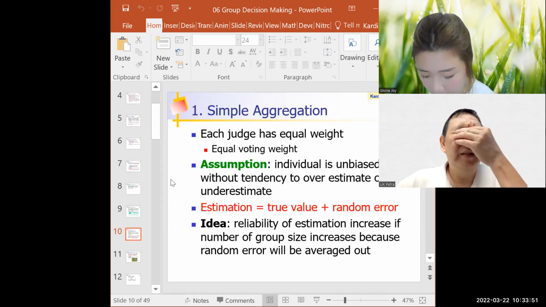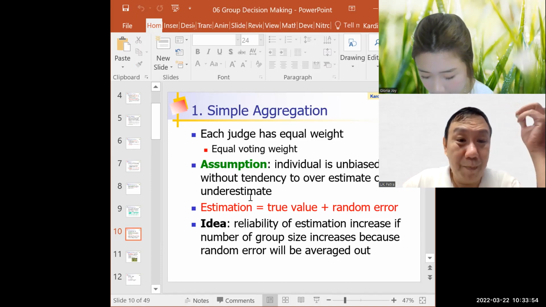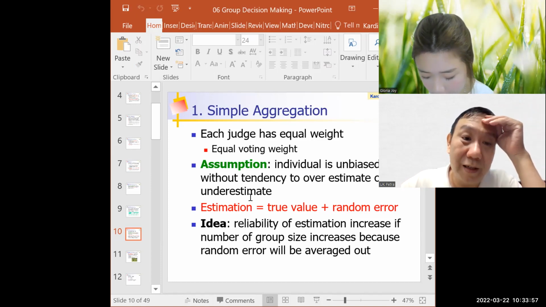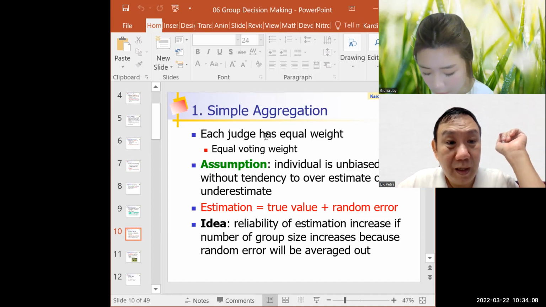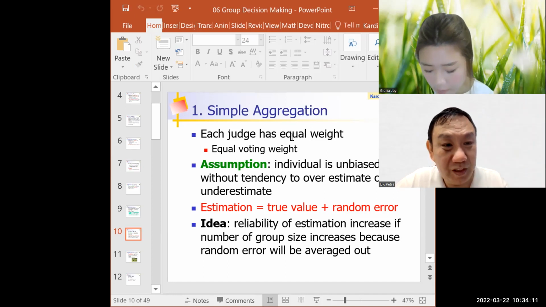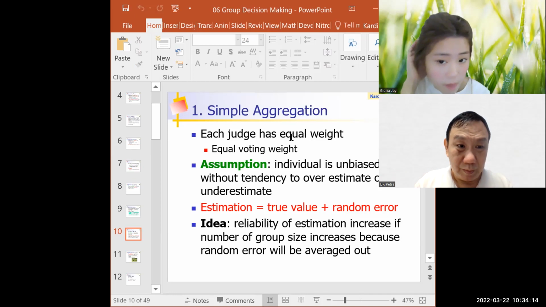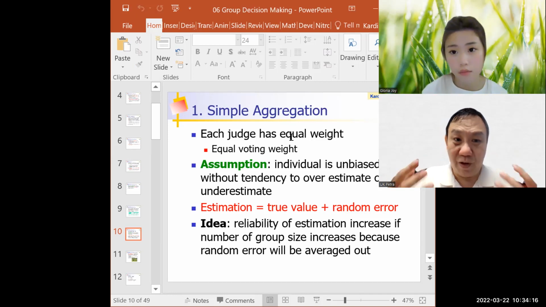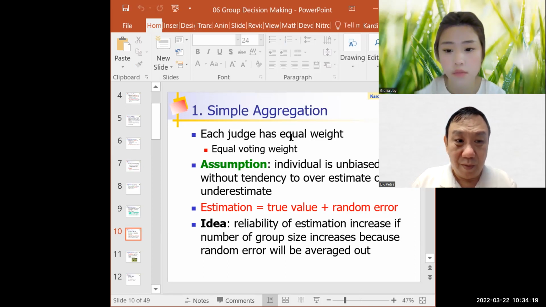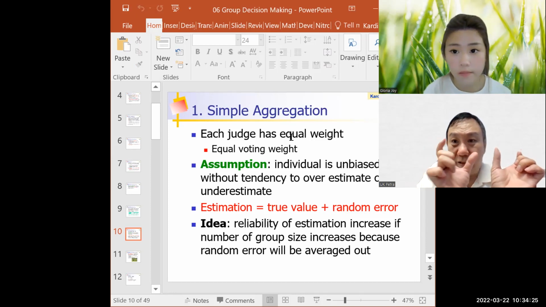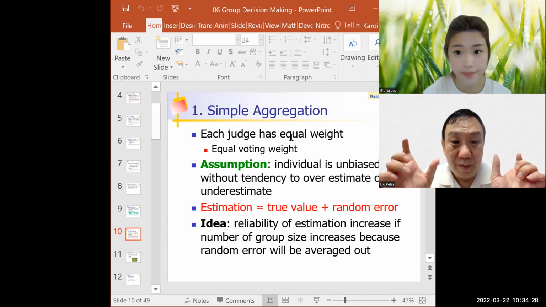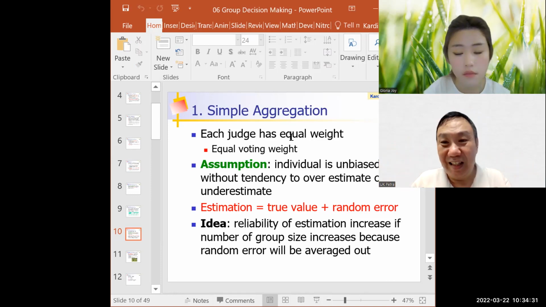Let's say the simplest way to aggregate. It's called simple aggregation. So this is a simple function. Each voter, in this case, has an equal weight, so it's equal weight voting. There's an assumption here that each individual is unbiased, without tendency to overestimate or underestimate. An estimate is the true value plus random error, and the random error is very small in this case.